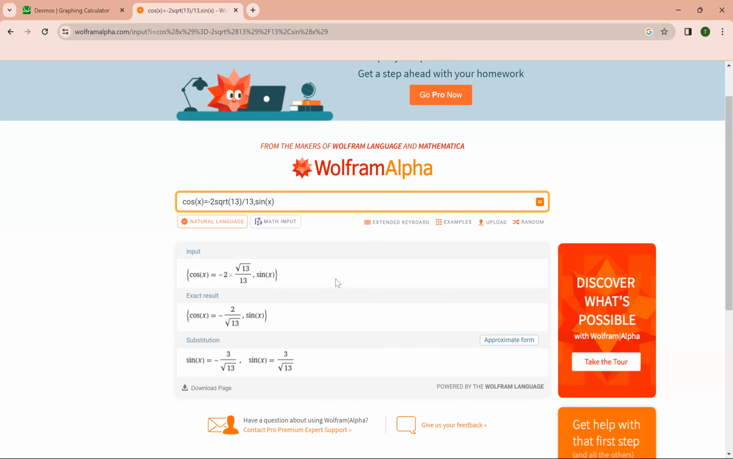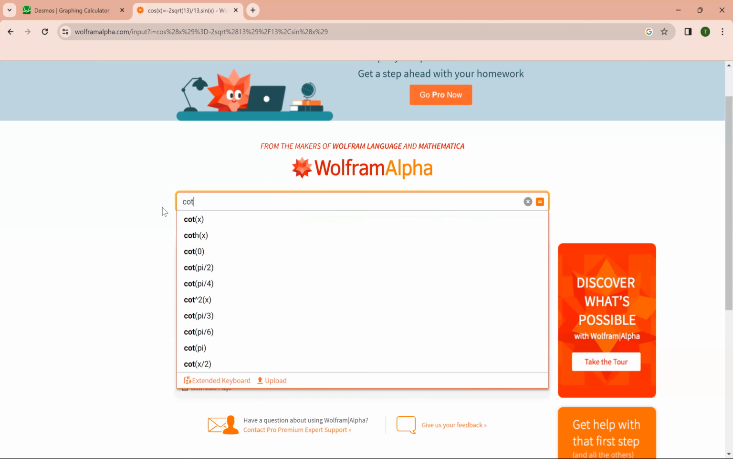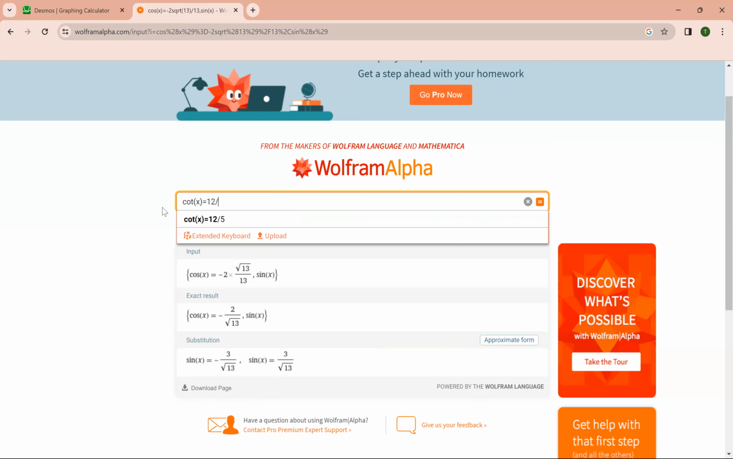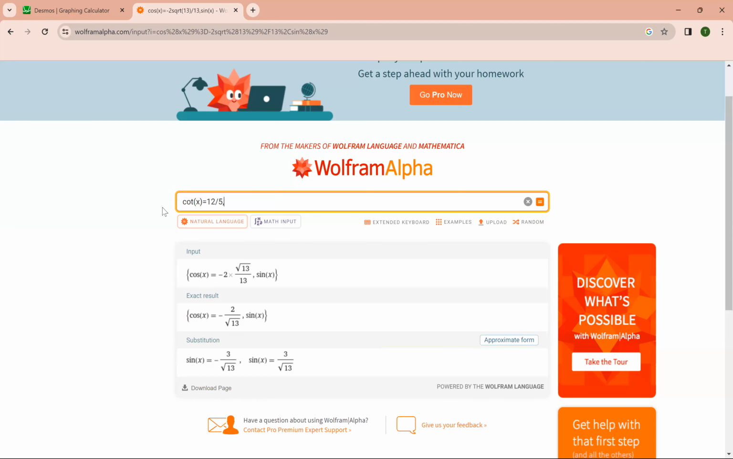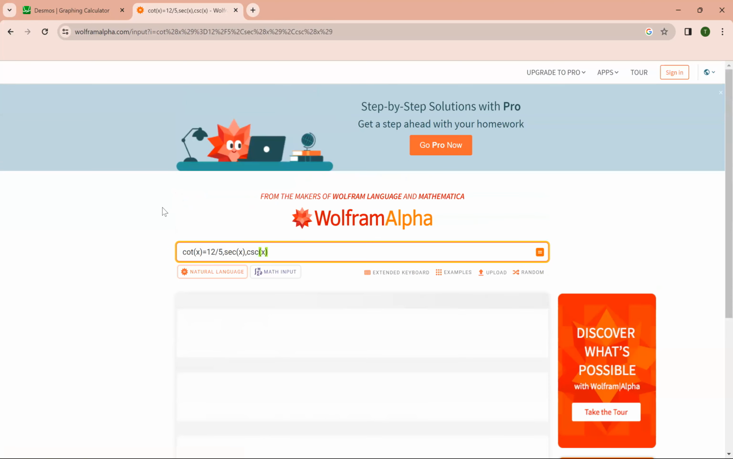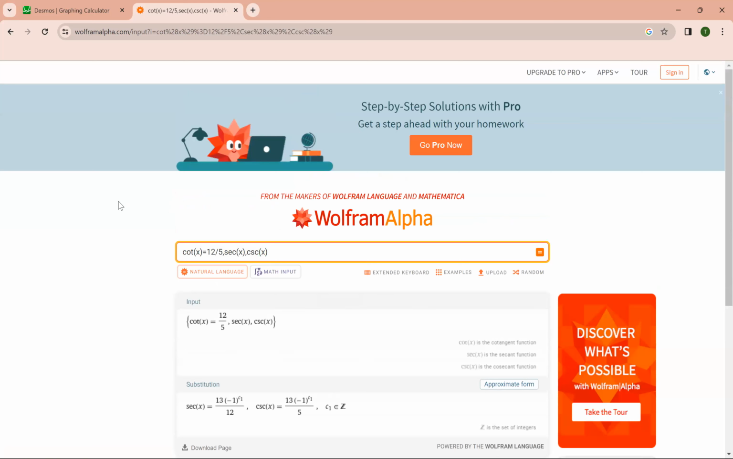All right, same thing here. So quadrant 3, both secant and cosecant will be negative. Let's see what we got here. So cotangent of x equals 12 over 5. What is secant of x and cosecant of x? They're both negative, so secant is negative 13 over 12. Cosecant is negative 13 over 5.